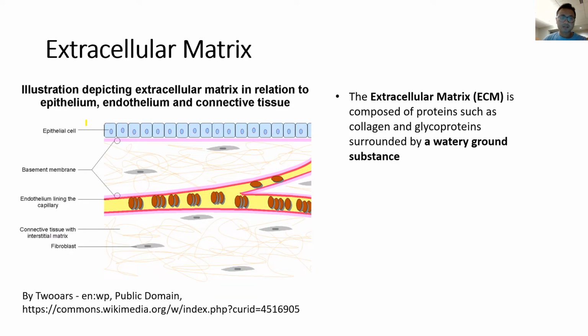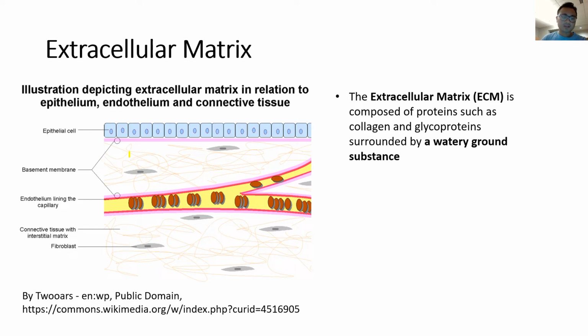So first, let's define what the extracellular matrix is. Here we have the basement membrane of the epithelial cell, and here we have the basement membrane of the endothelium of the capillary, which is a type of simple squamous epithelium. Between the basement membranes of these surfaces, as well as deep to the basement membrane on this side, is going to be the extracellular matrix.